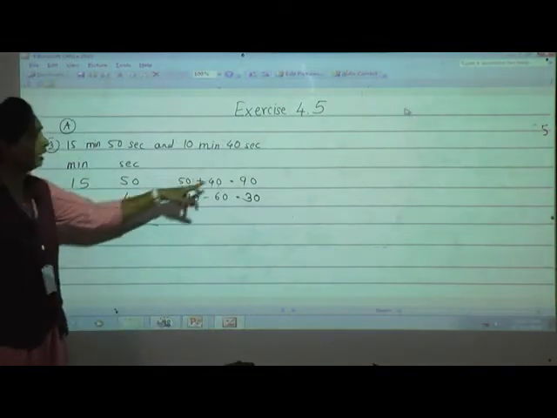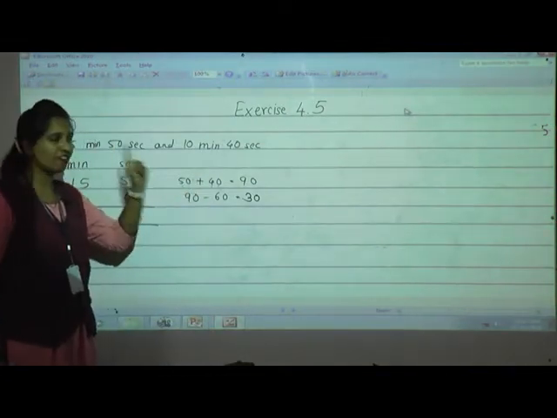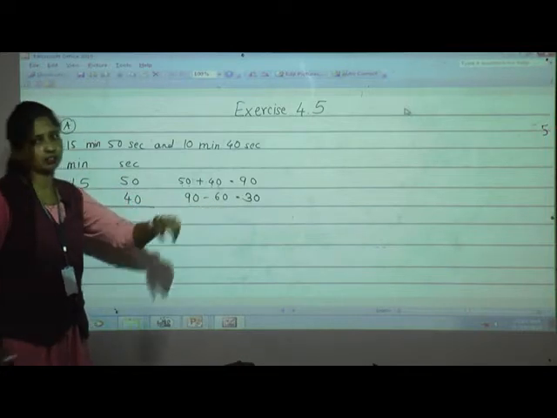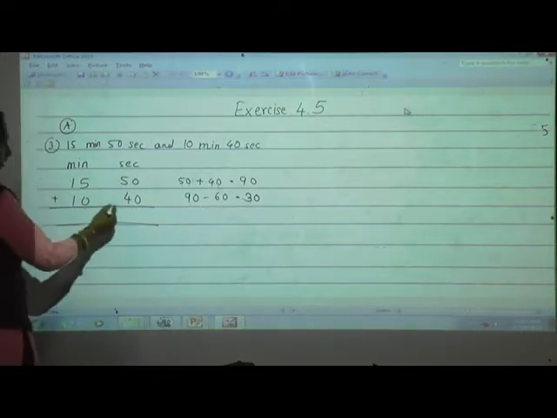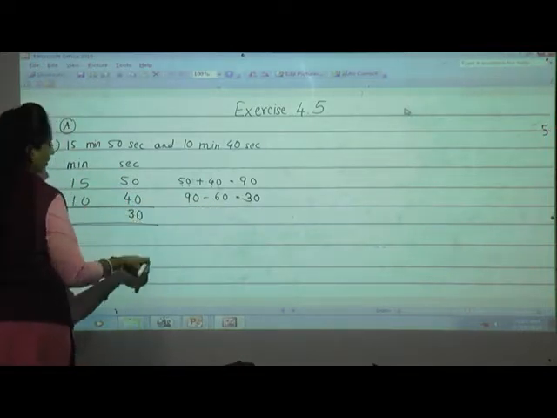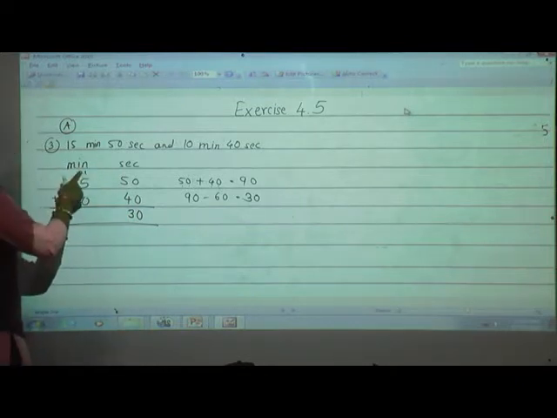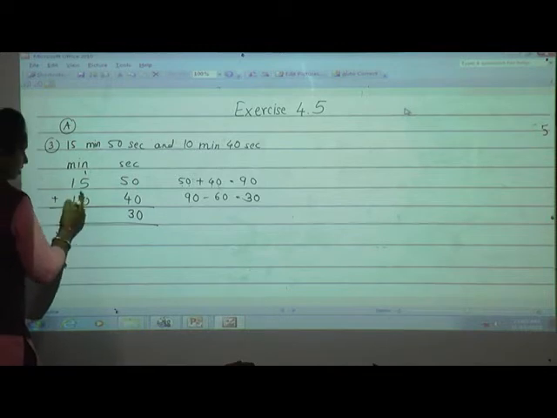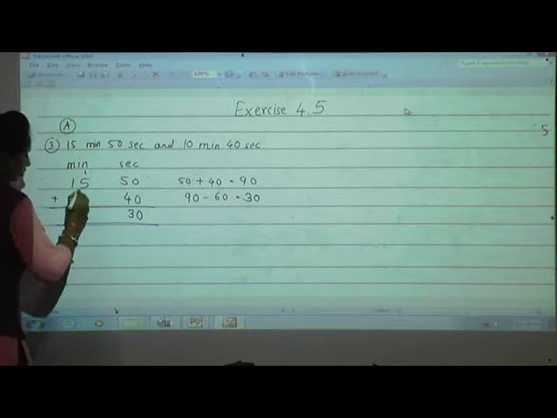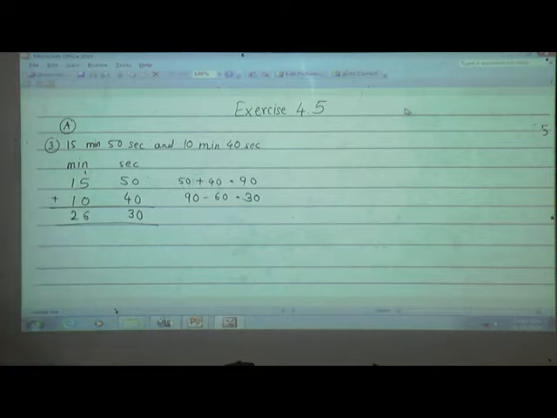So in 90 seconds we have 1 minute and 30 seconds. So write 30 here and we carry 1 minute here. Now 1 plus 5 is 6, 6 plus 0 is 6 only, 1 plus 1 is 2. So how many minutes do we have here together?